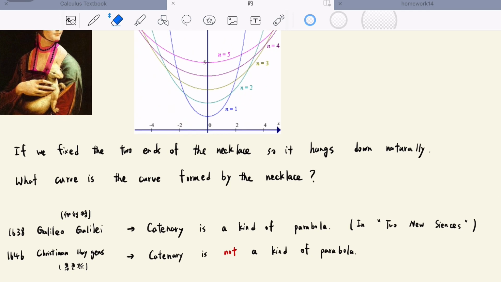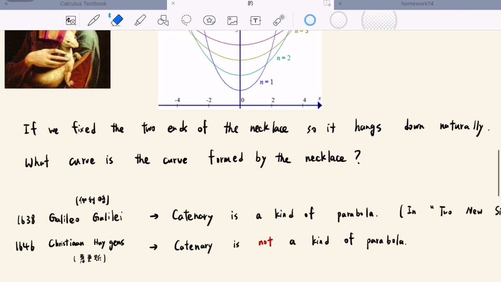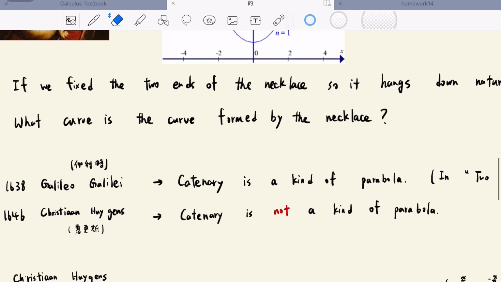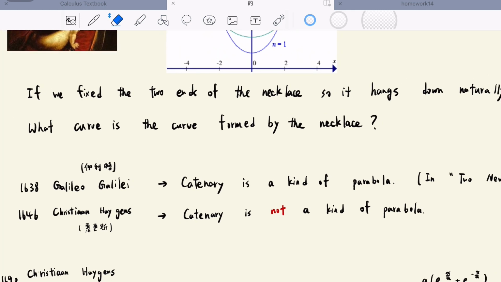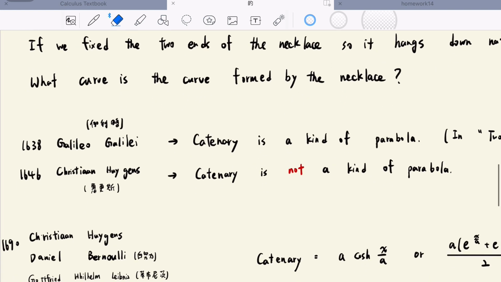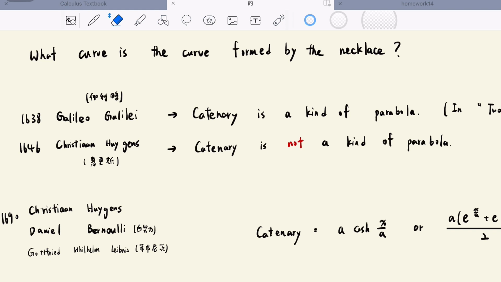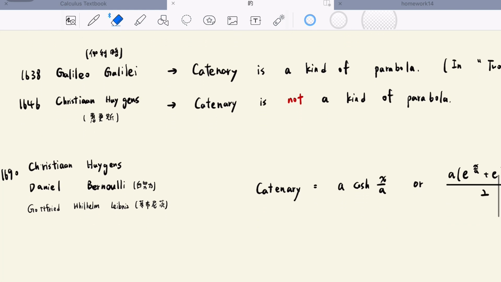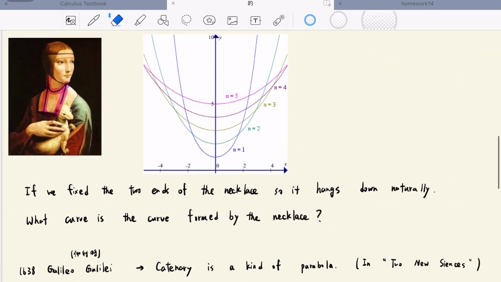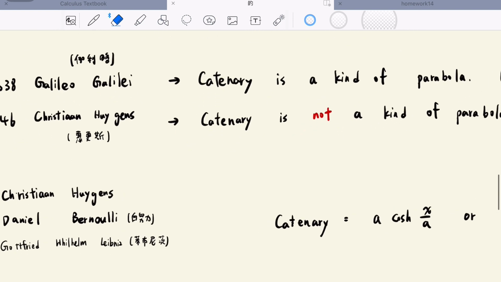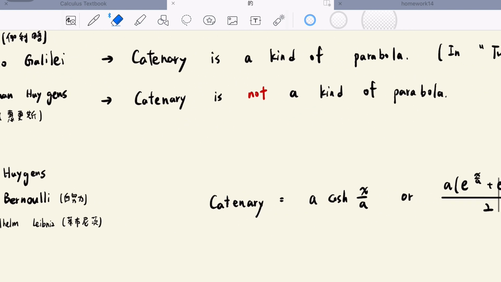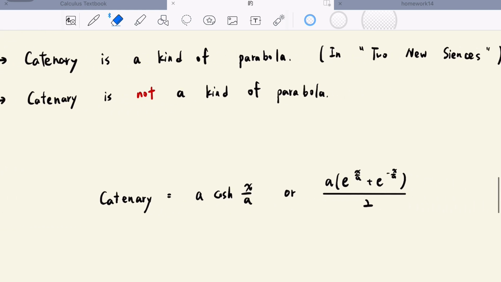At first, Galileo Galilei thinks that the catenary, which is the curve formed by the necklace, is a kind of parabola. He says this in his book, Two New Sciences. However, in 1646, Christian Huygens says that no, the catenary is not a kind of parabola. He proved this by some mathematical way, but since it's a little bit complicated, we won't show it in this video. And until 1690, which is about 170 years after Da Vinci drew this picture, these three scientists finally determined what a catenary is. And so this is the function that they concluded with.